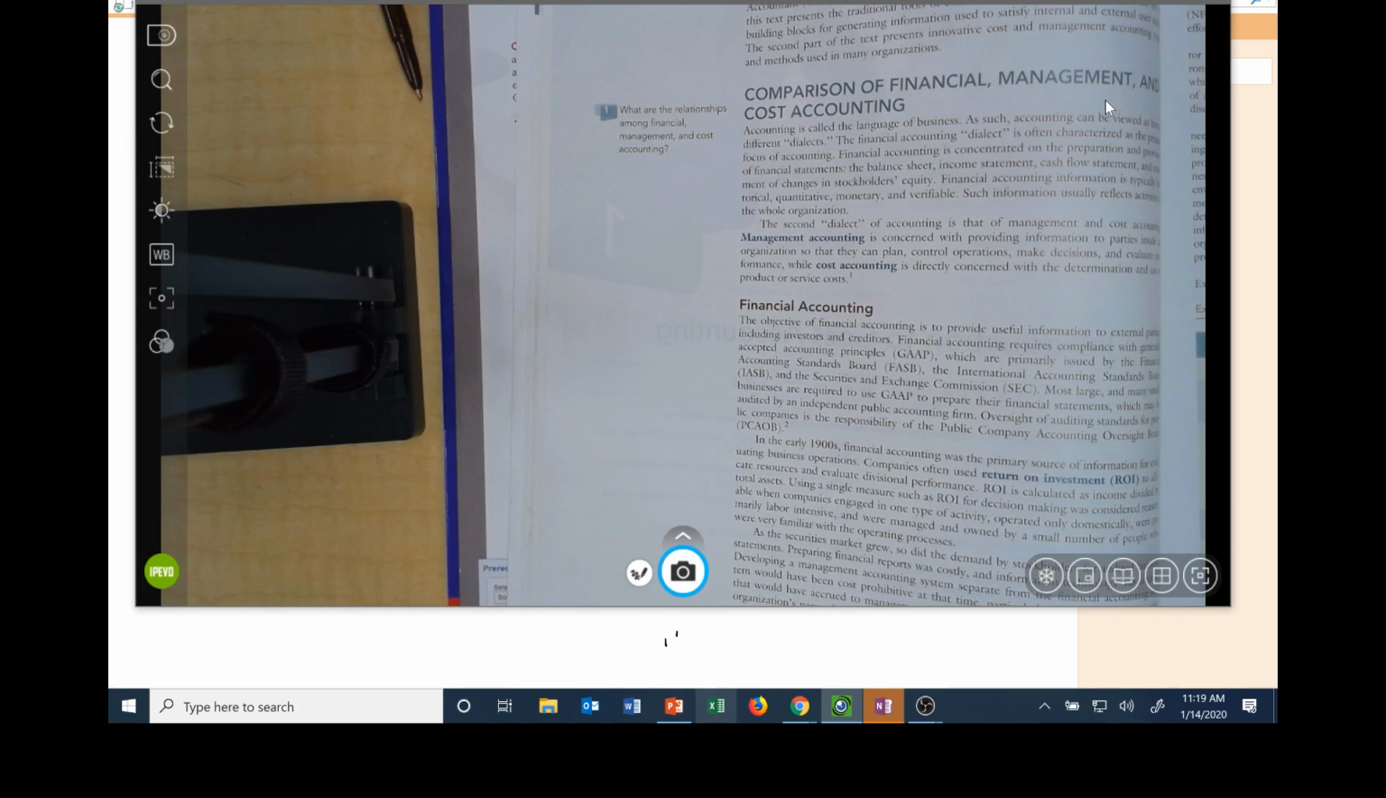Now, cost accounting, we make something. We manufacture something. In financial accounting, we have purchases. We have merchandise inventory. But in cost accounting, we still have merchandise inventory, but we make it. All right. Financial accounting follows GAAP, generally accepted accounting principles. Cost accounting doesn't have to. We've got procedures we follow.